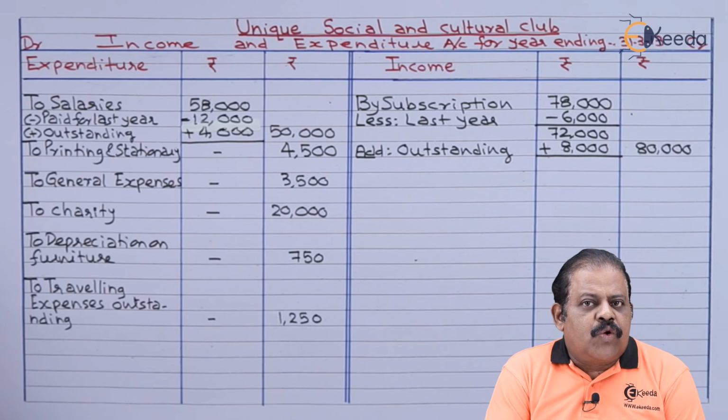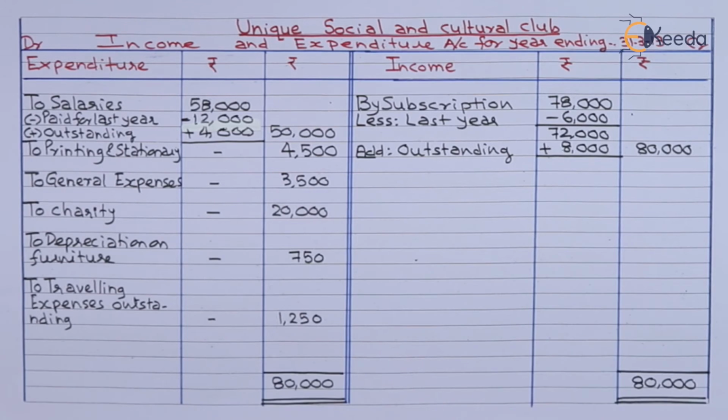Let us now close the income and expenditure account and then the balance sheet. We have closed the income and expenditure account. Surprisingly, the total of credit 80,000 is matching with the total of debit 80,000. That means total incomes are 80,000 and total expenditure is also 80,000. So there is no surplus, there is no deficit. This can be rare, but it is possible.